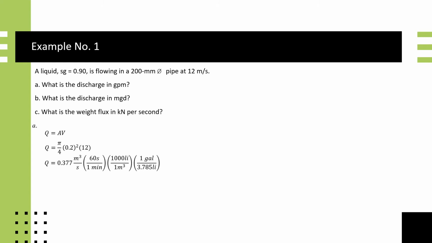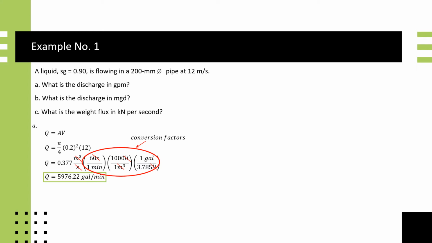And then, dahil gallons per minute ang hinahanap natin, kailangan natin i-convert si seconds into minute, and then cubic meters into gallons. So, 1 cubic meter is equal to 1,000 liters, and then 1 gallon is equal to 3.7885 liters. Those are the conversion factors na nilagay ko. Cancel out mo lang yung mga common: cubic meters, seconds, at liters. Compute nyo na: 0.377 times 60 times 1,000 divided by 3.78. So, 5,976.22 gallons per minute. That's your final answer in letter A.